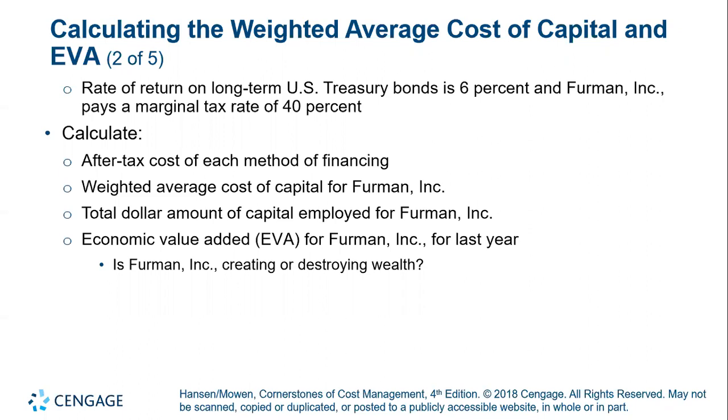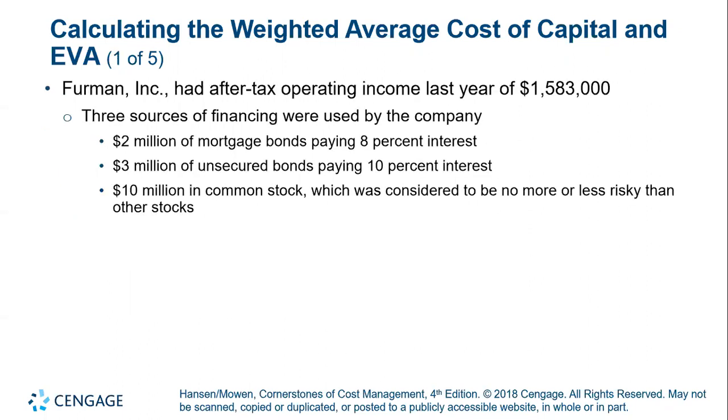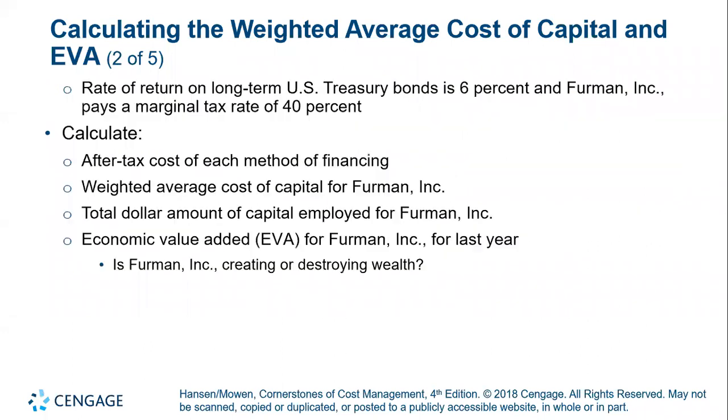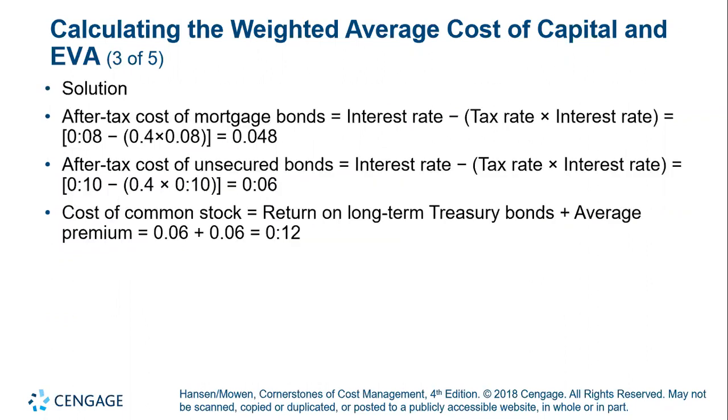So we have three sources of capital: 2 million of mortgage bonds, 3 million of unsecured bonds, and 10 million in common stock. We now determine the after-tax cost of each method, then the weighted average cost of capital, the dollar amount of capital, and the EVA, or economic value added. So we have first the after-tax cost of mortgage bonds.